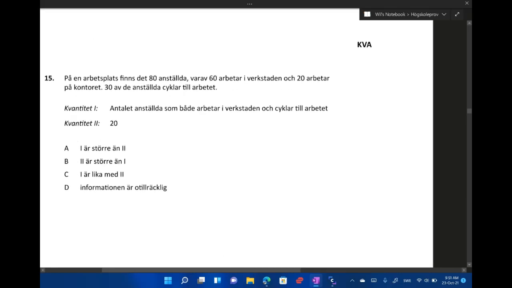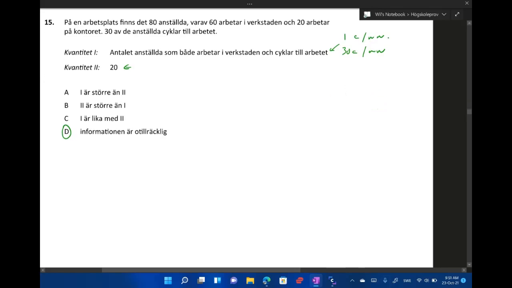And quantity 2 is 20. So this here, we just said that maybe it's one person that cycles and works in the workshop. But what if it was all 30 people who cycled? Could be in the workshop. We don't know that. So I would say that the information is not enough. All right, so my answer is D.